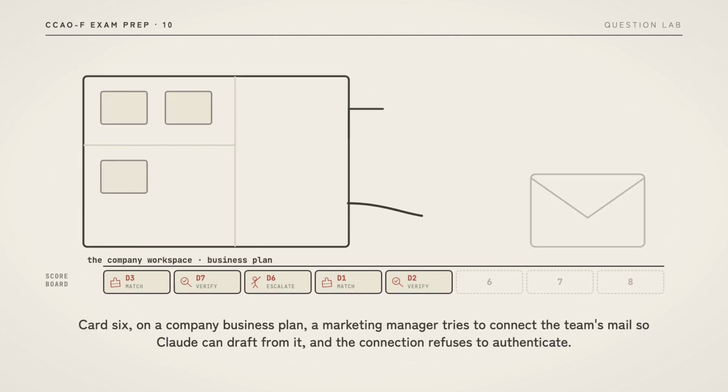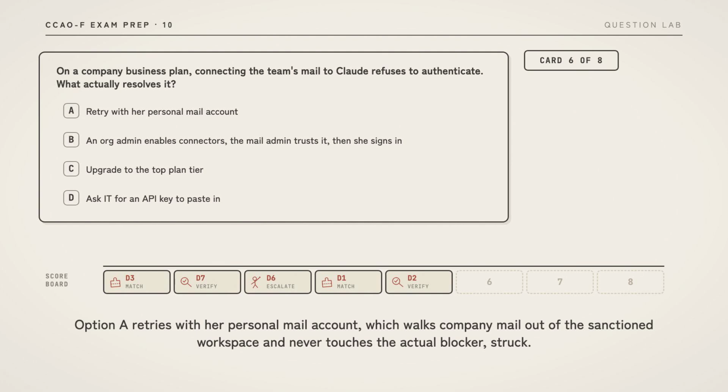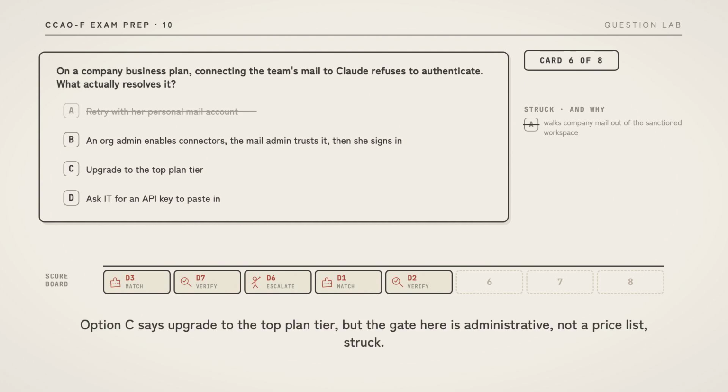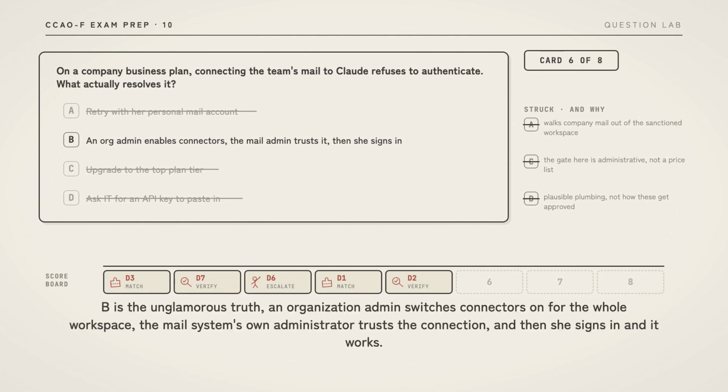Card 6. On a company business plan, a marketing manager tries to connect the team's mail so Claude can draft from it, and the connection refuses to authenticate. Option A retries with her personal mail account, which walks company mail out of the sanctioned workspace and never touches the actual blocker. Struck. Option C says upgrade to the top plan tier, but the gate here is administrative, not a price list. Struck. Option D asks IT for an API key to paste in, plausible sounding plumbing. That is not how these connections get approved. Struck.